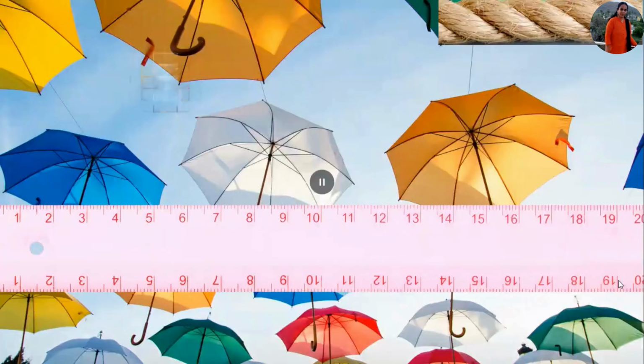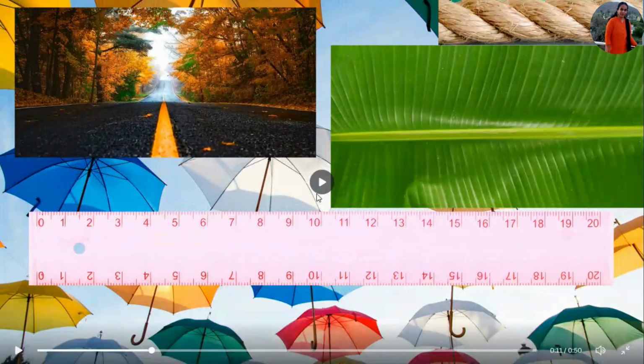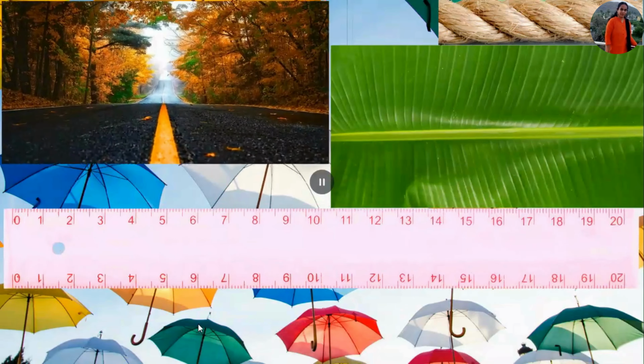So where do we find straight lines? Now look at this. Here there are so many objects. You can have an orange line here. This is a divider, so this line is a straight line. It divides the road, and you can see a straight line in a banana leaf. This scale should be a straight line, and the rope is straightened. Look at this umbrella. The umbrella handle should be straight. So you can find straight lines in so many practical things.